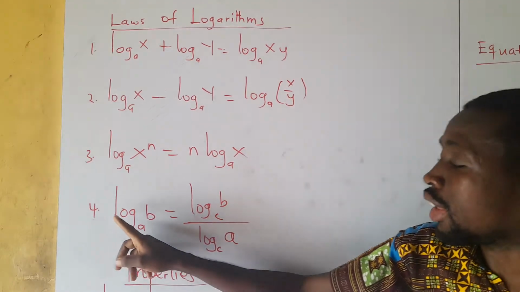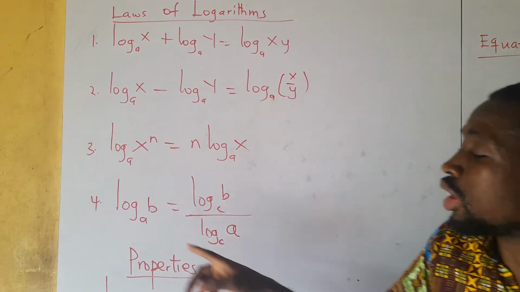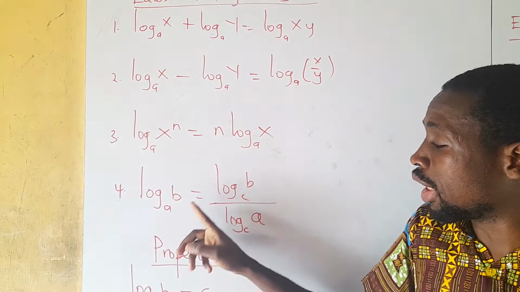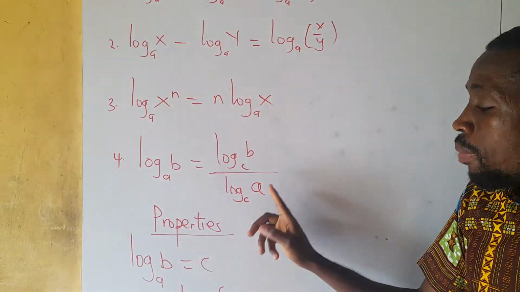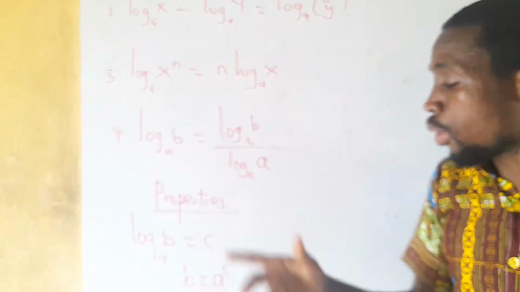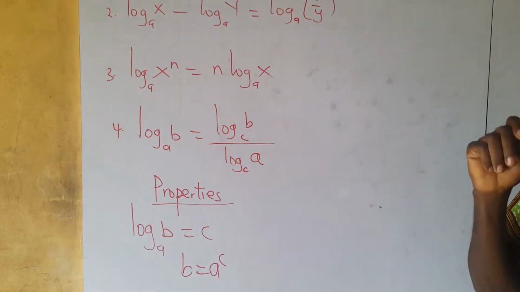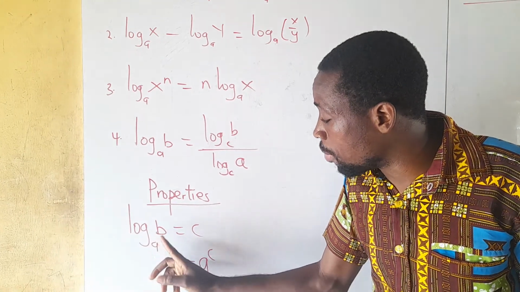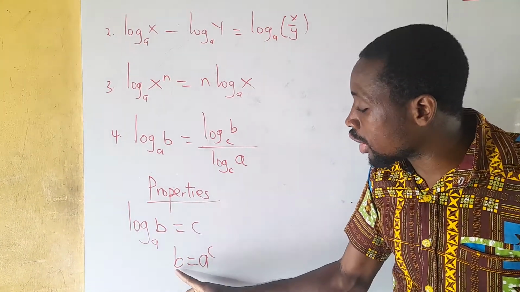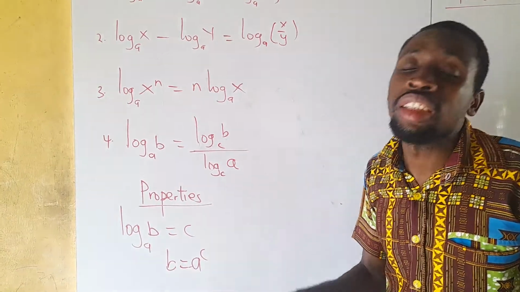This one is called change of base. That's log b base a is equal to log b base c over log a base c. Then we also talk about some properties. One of the essential ones which we'll be using today is that if you have log b base a is equal to c, then we can say b is equal to a exponent c.